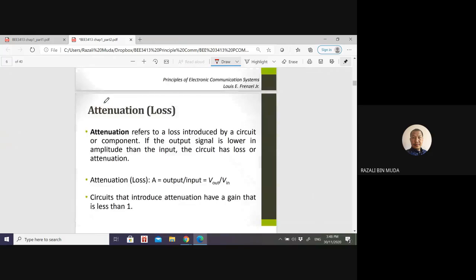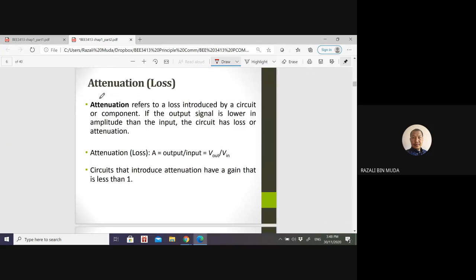Okay, the loss. Attenuation refers to loss introduced by a circuit or component if the output signal is lower in amplitude than the input. The circuit has loss or attenuation. So basically, it is the reverse of gain. If gain is bigger than 1, it is called gain. But if it is less than 1, normally it is called attenuation. Output is smaller than input. So there is attenuation.